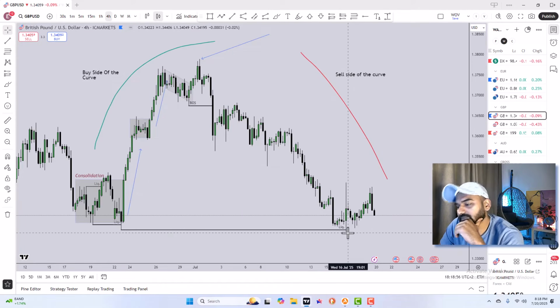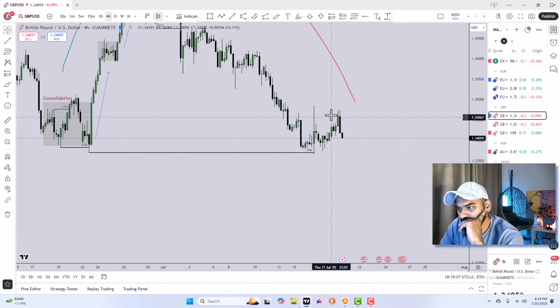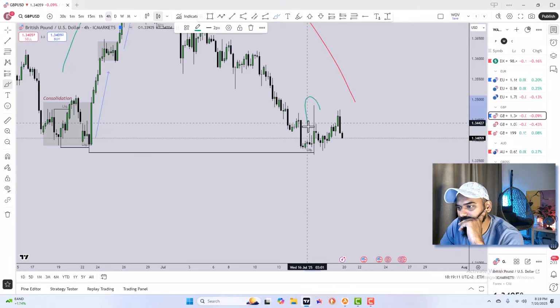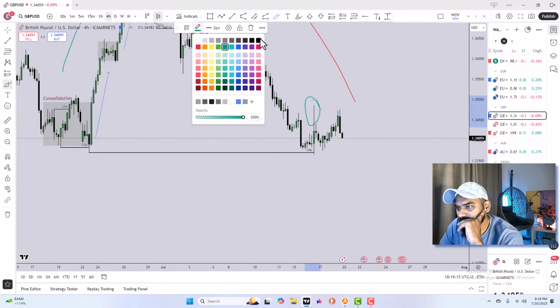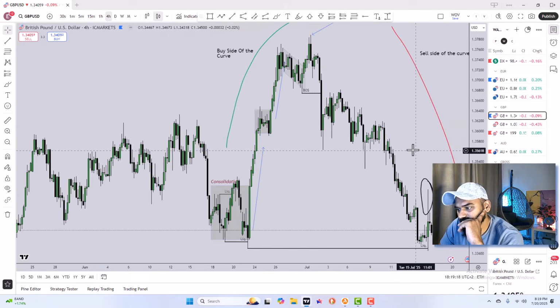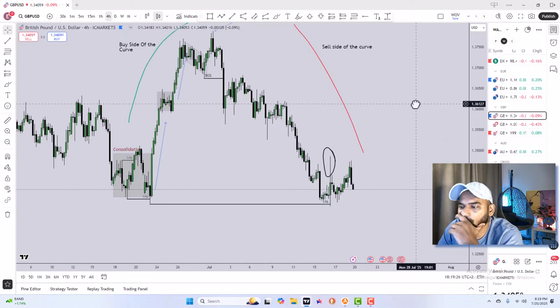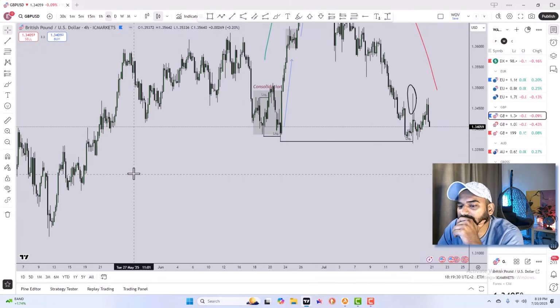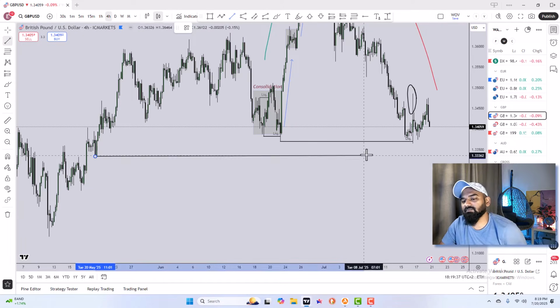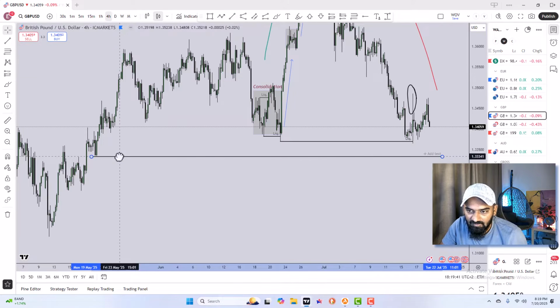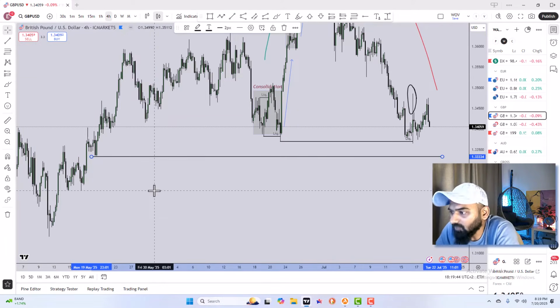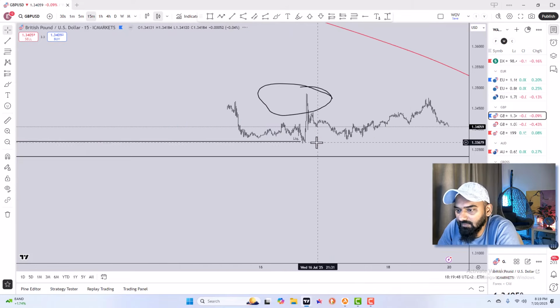After completing this liquidity level, GBP has created some sort of consolidation here, went up, mitigated this particular rejection wick. Now on the left side there is a lot of liquidity available here, but this is a strong candle. We will see what it is in a smaller time frame to get a clear idea.